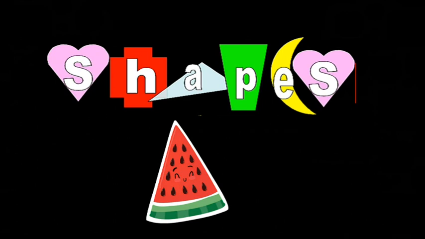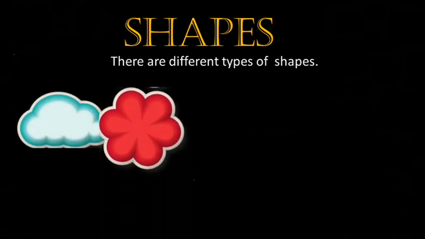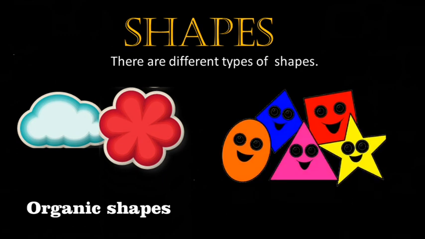So first we will look at the topic shapes. Okay, now you can see a cute watermelon slice. Which shape does this show? Yeah, it shows the triangle shape, right? Now there are different types of shapes. The first type is the organic shapes, which is usually found in nature. And the second type is the geometrical shape. Like the geometric shapes I have shown here, we have oval, we have a rhombus, we have different 2D shapes, right? We have a star, we have a triangle, square, there are many more.